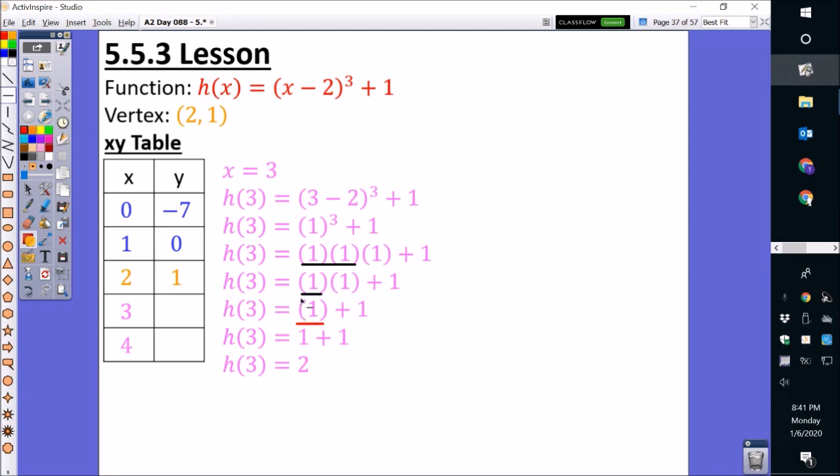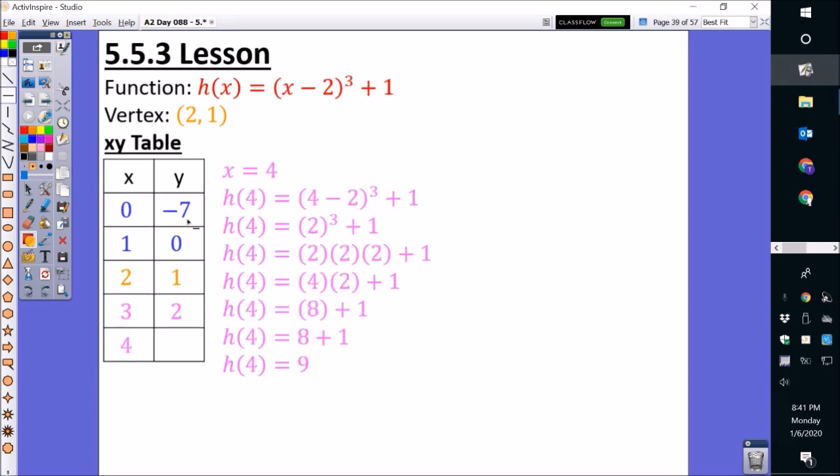Again, I kept the parentheses just in case I have something to distribute with a number or a negative sign. In this case, I don't have any, so I can let go of the parentheses and bring down the number, and then bring down the plus 1. So I actually have 1 plus 1, which is 2. So 2 is the y value for x equals 3. Now we're going to do the last x value, which is 4.